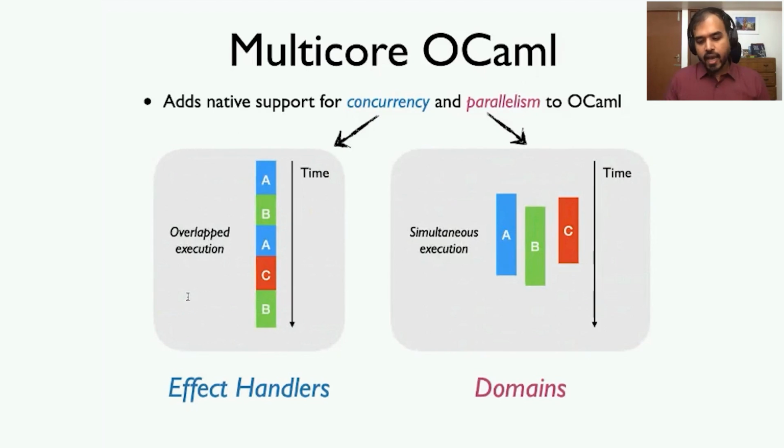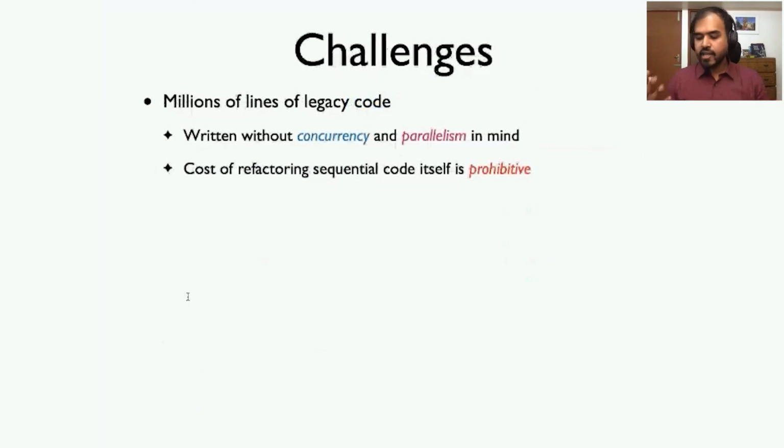Okay, so we're adding concurrency and parallelism to OCaml, but we are not doing this in a vacuum. There are several challenges to adding these features to a very popular programming language. The first challenge is that we have millions of lines of legacy code out there. And not much of this code has been written with concurrency and parallelism in mind.